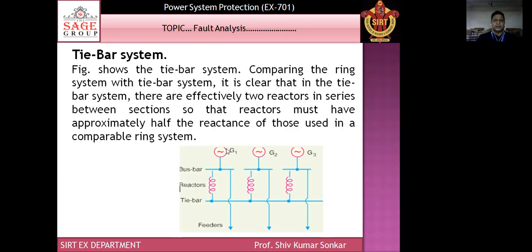Here, this is the generator and this is the bus bar. And this is the reactor. The reactor is connected between the bus bar and the feeder. This is the tie bar. All three reactors have one terminal shorted.